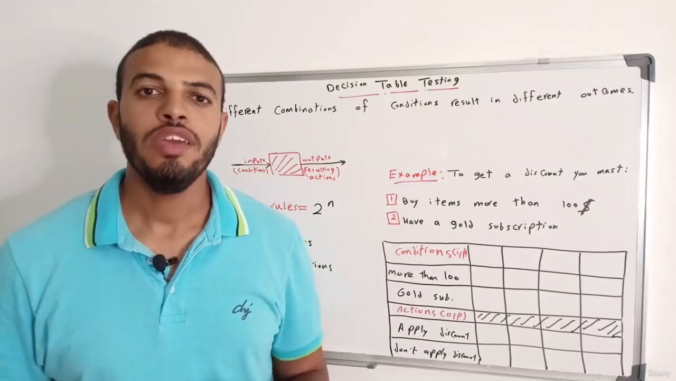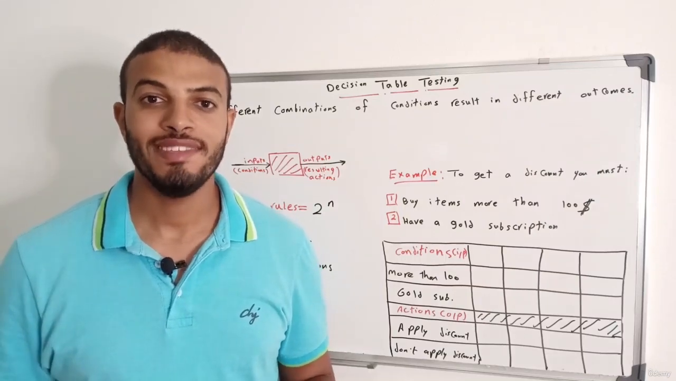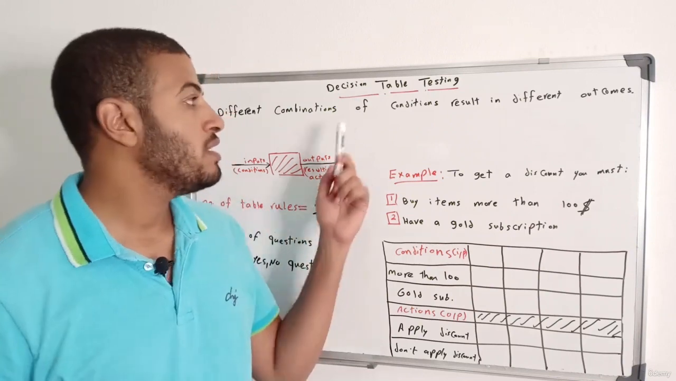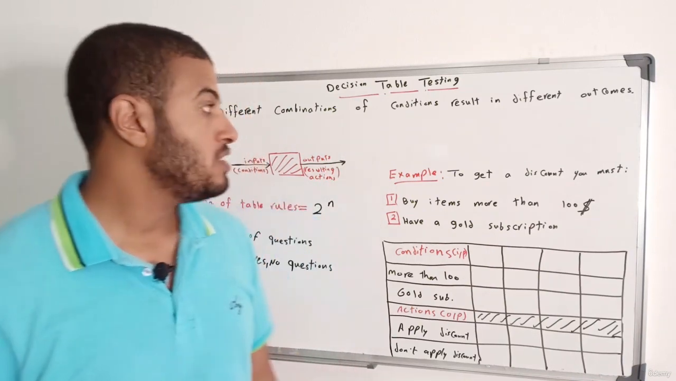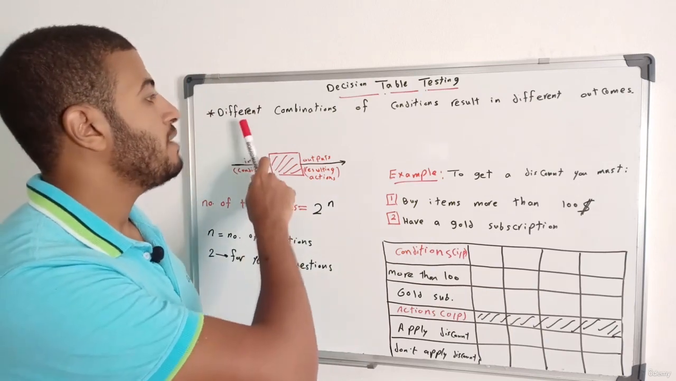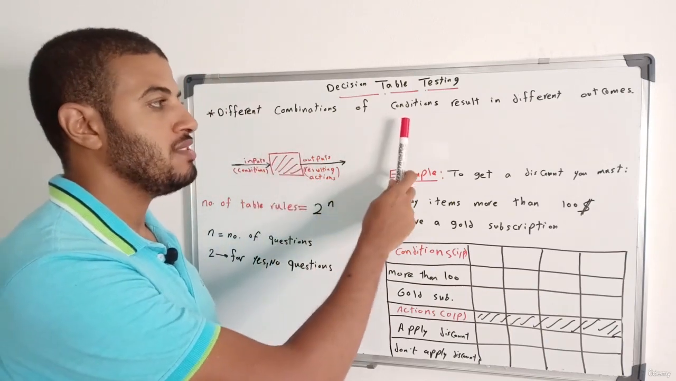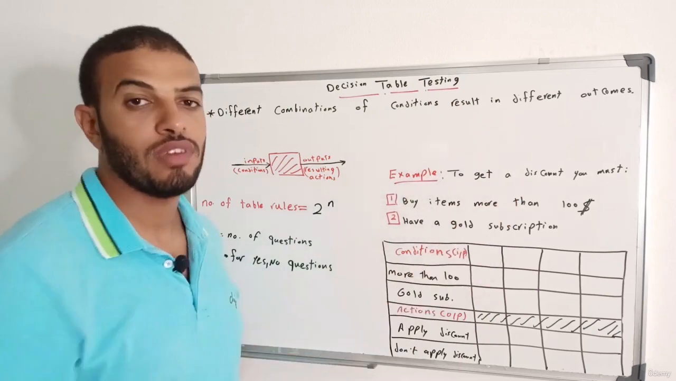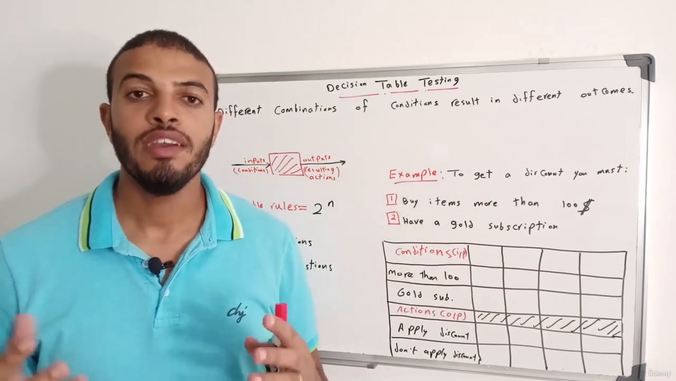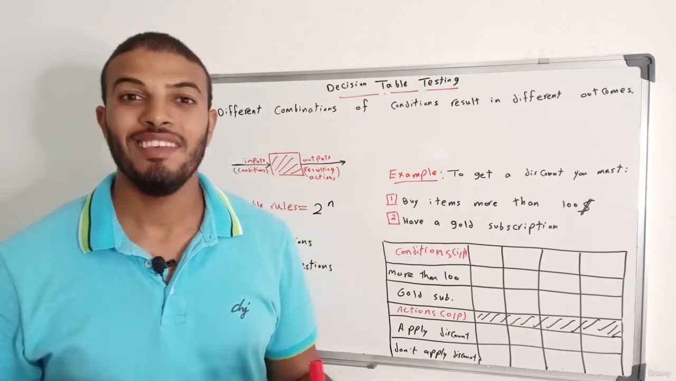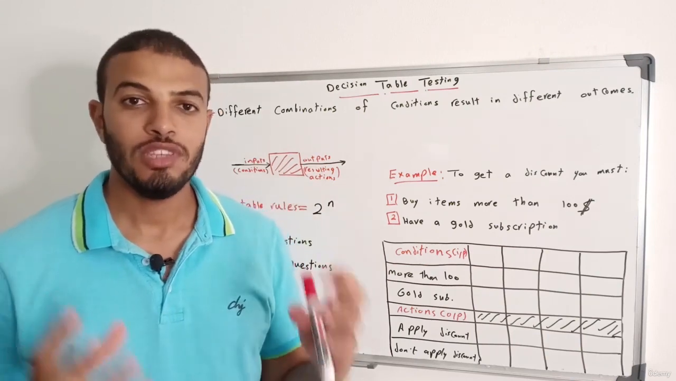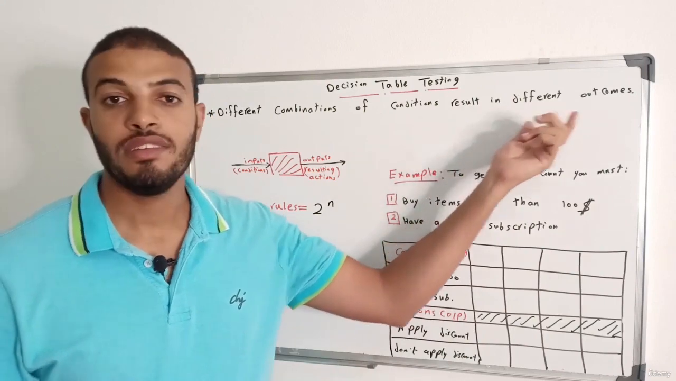Hello everyone, today we'll talk about another black box test technique, which is decision table testing. So what is decision table testing? Like we see here, it says that we have different combinations of conditions that result in different outcomes. So we have more than one input, more than one condition in my system, and this is a complex thing, and these conditions will result in different outcomes.